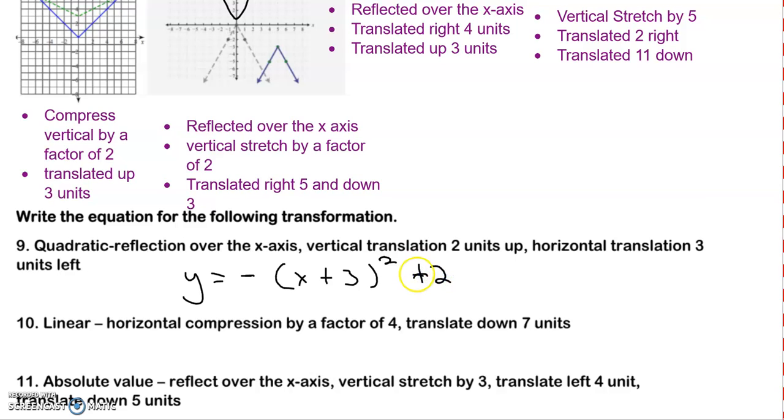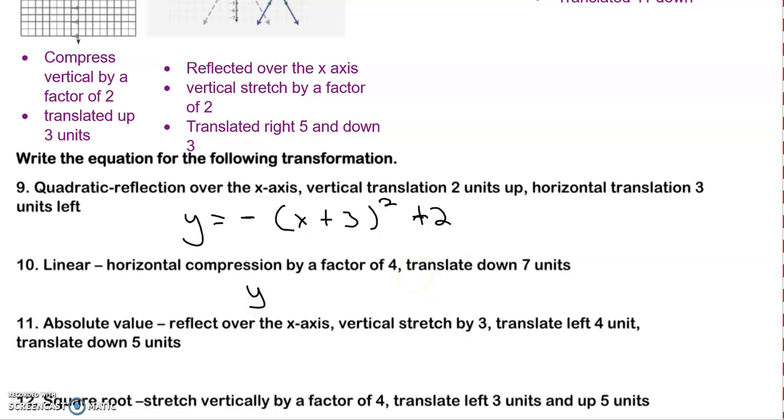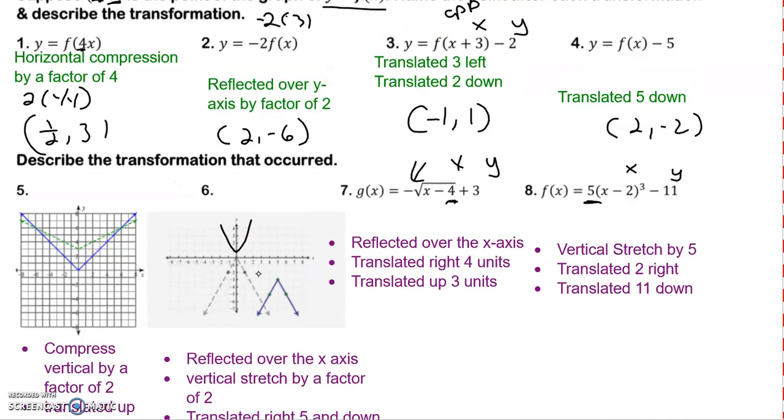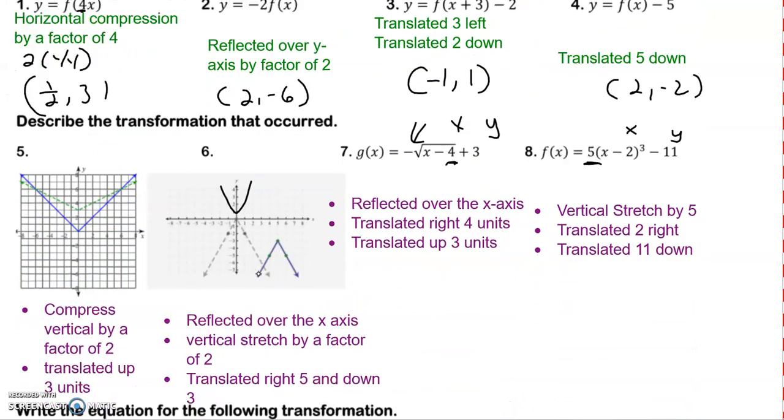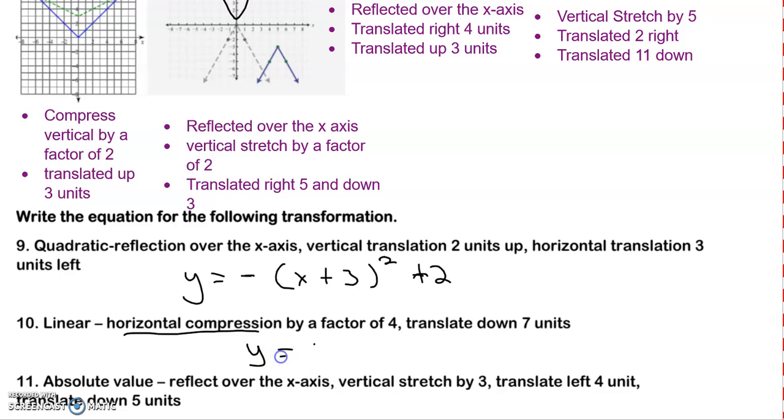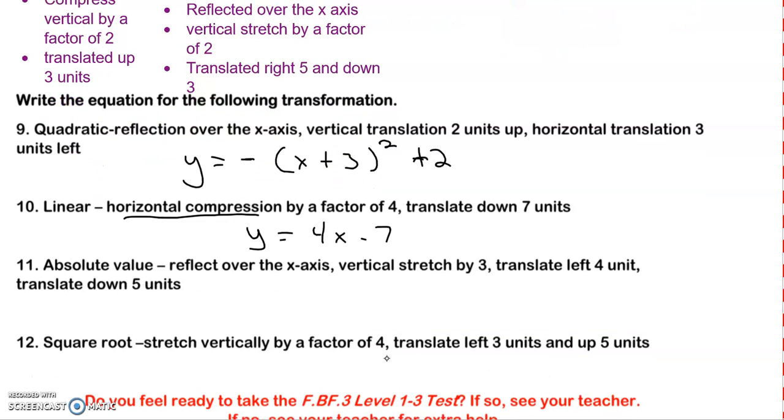So a plus 2. The next one is linear. Again, I start with y. It's a horizontal compression. So compression means what again? Let's go back up here if we don't remember. Compression means it's going to be a whole number, not a fraction. So compression equals 4x, and it goes down, so that's a minus 7. An absolute value. It's reflected over the x-axis, so we know it's going to be a minus. A vertical stretch by 3, translated 4 units left, and translated 5 units down.